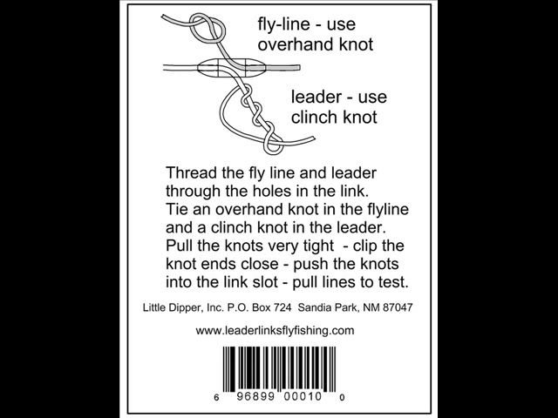Here is shown the instructions for attaching a leader link to your fly line and leader. The fly line is tied in an overhand knot, pulled tight, cut close. The leader is tied into a clinch knot, pulled tight, and cut close. Both knots are wedged into the leader link slot where they are held secure and not allowed to move.